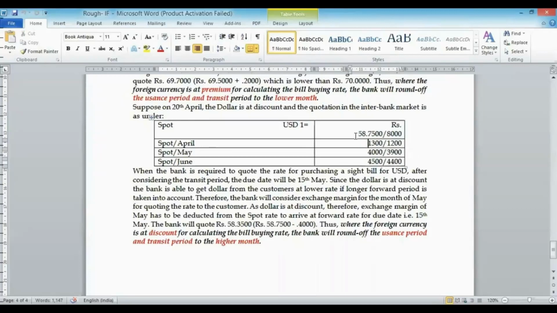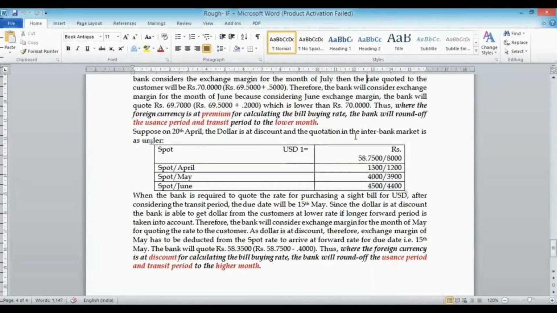Like in this case, you can see on the screen that we have 1300 as purchasing and 1200 as selling. That means the bank is going to purchase at 13 and sell at 12. This is descending, this is decreasing. So when it is decreasing or descending, it will be a discount forward margin. In the same way, here also you can see from 4000 to 3900 descending, 45 to 44 descending. That means we have to see the rates horizontally, not vertically.